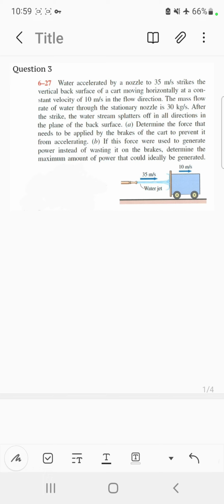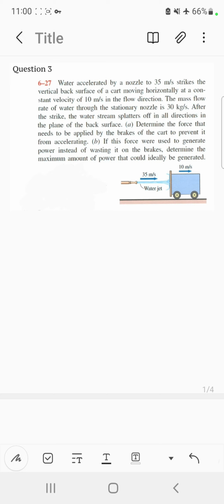Today, inshallah, I'm going to solve question number 3 in lecture 7, power fluid fundamentals, lecture 7, control volume analysis. So, first of all, let's read the question.